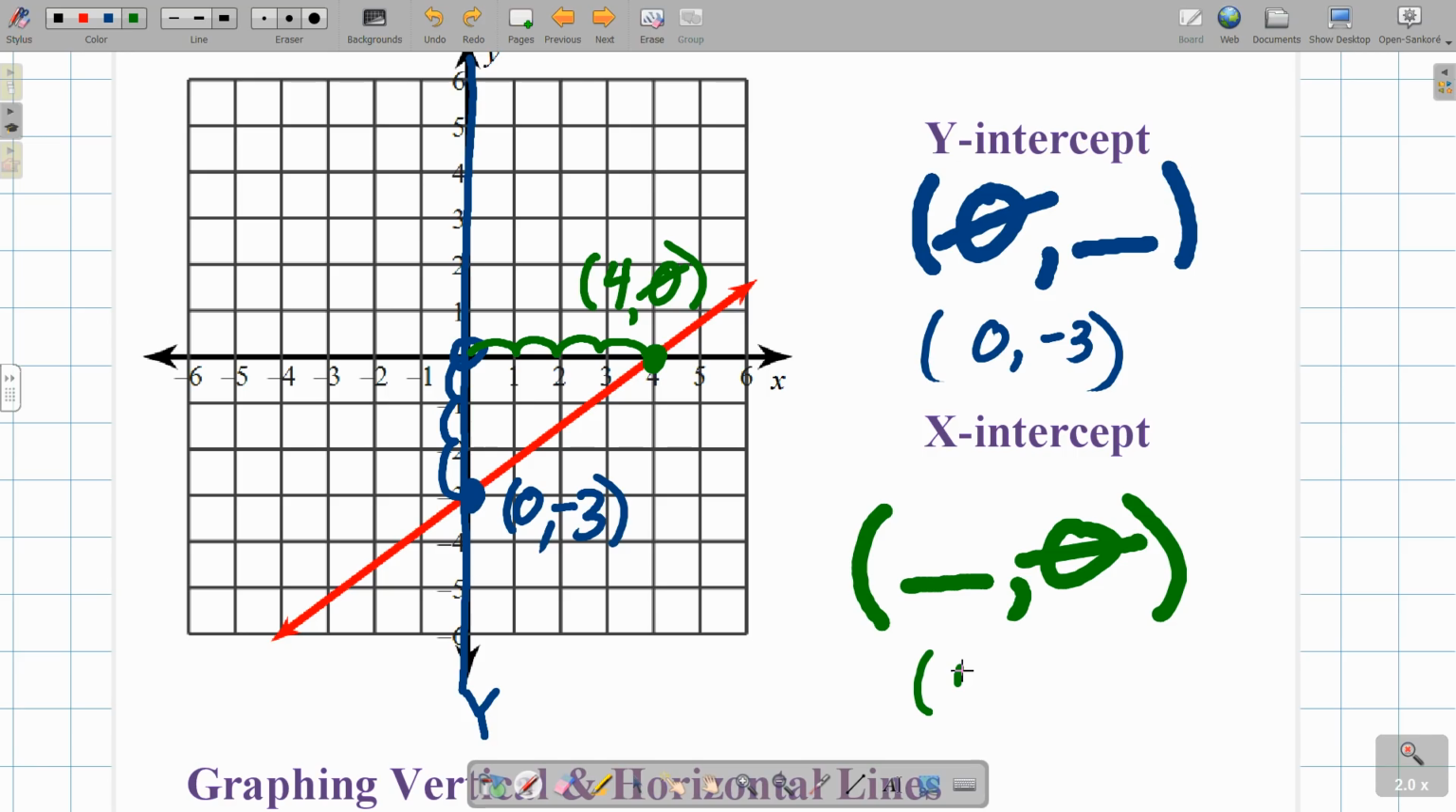Notice in our example again, that was 0, -3. And this was +4, 0. So the y-intercept is where the line crosses the y-axis. The x-intercept is where the line crosses the x-axis. Take a moment and say that to yourself. Pause the video.